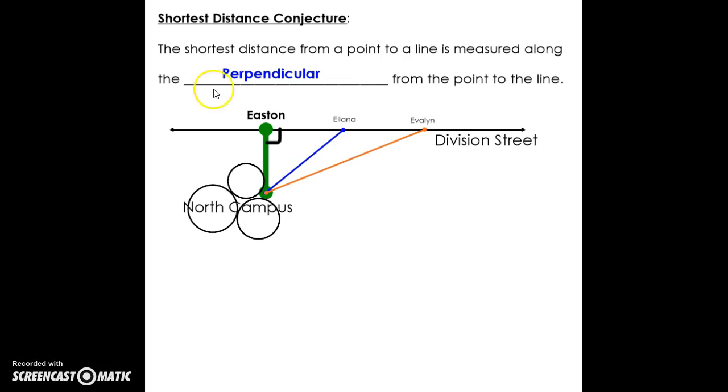So this is called the shortest distance conjecture, and it's just basically what I said. The shortest distance from a point to a line is measured along the perpendicular from the point to the line. So obviously Easton is closest to North Campus, where Eliana and Evelyn would have to walk a little bit farther.